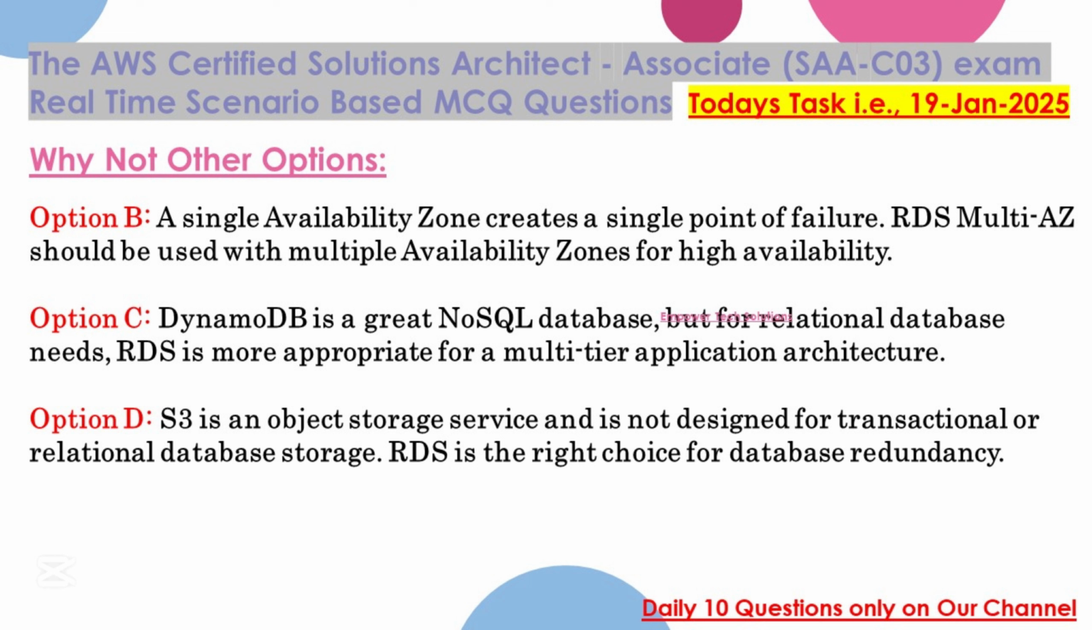Why not other options? Option B: a single availability zone creates a single point of failure. RDS Multi-AZ should be used with multiple availability zones for high availability. Option C: DynamoDB is a great NoSQL database, but for relational database needs, RDS is more appropriate for a multi-tier application architecture. Option D: S3 is an object storage service and is not designed for transactional or relational database storage. RDS is the right choice for database redundancy.